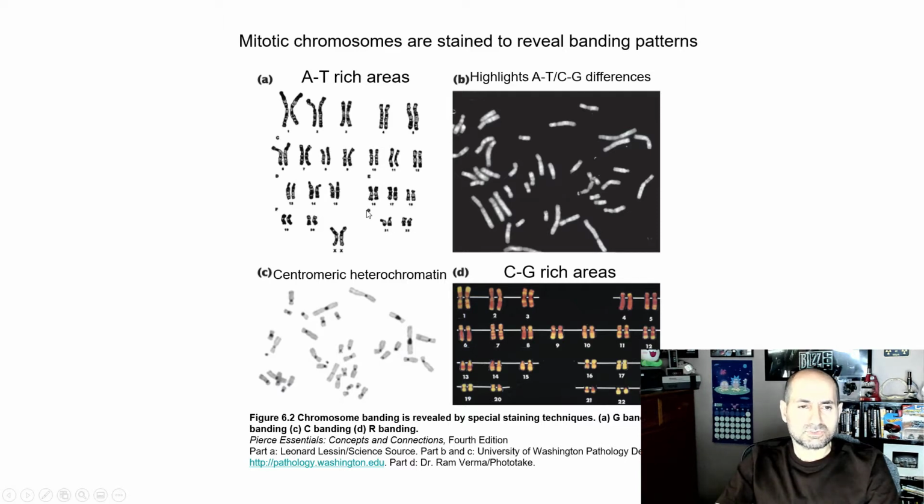Now, in your textbooks, you may see images like this. This is called banding. Mitotic chromosomes are stained so that it reveals the banding. So why do you want to stain? Well, it's nice to be able to stain mitotic chromosomes to see AT-rich regions. This here is called G-banding. It's a special type of staining technique that reveals AT, adenine thymine rich areas of the karyotype.